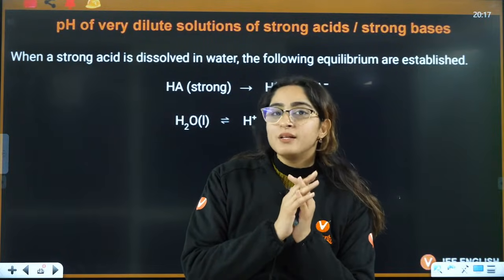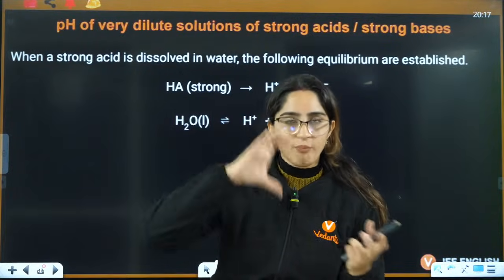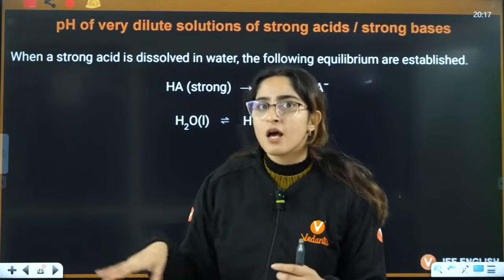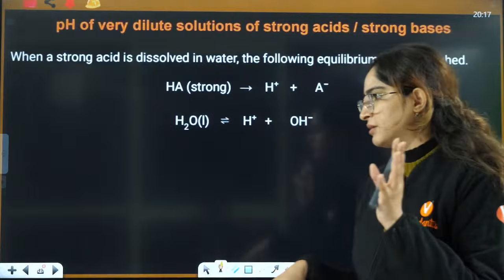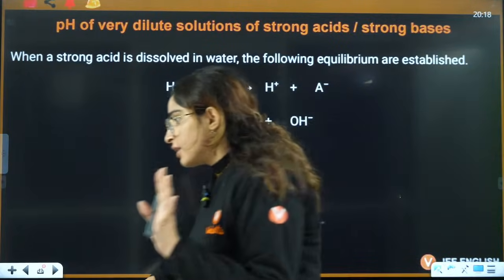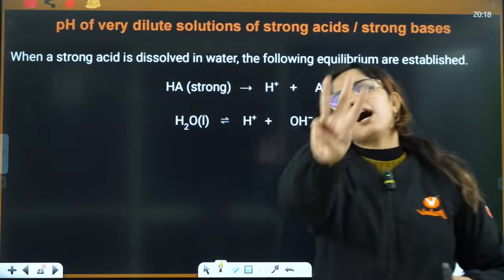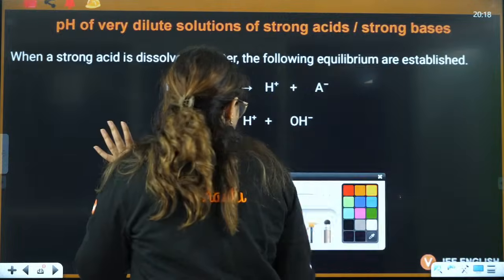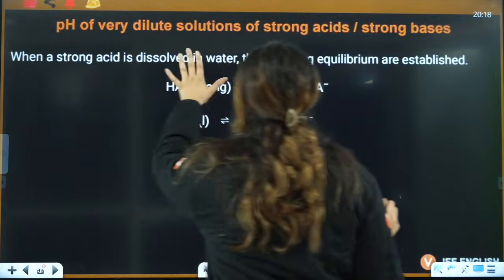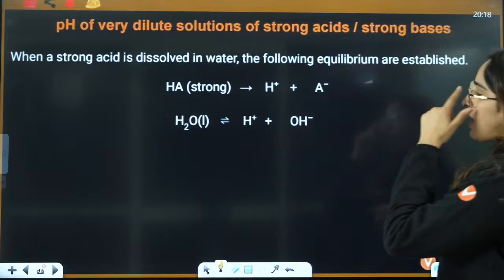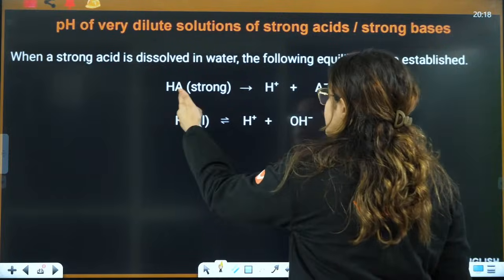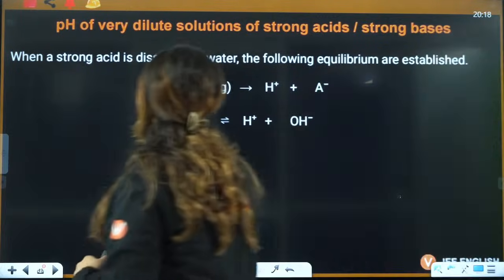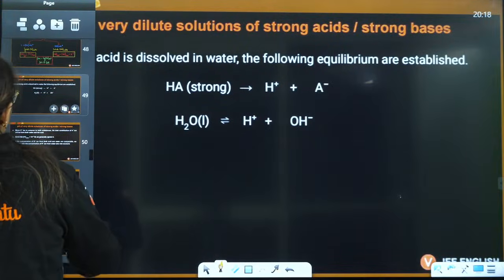That is very simple. But yes, the combination of one strong acid and one weak acid, that again is calculative. But these three combinations are very simple and very much asked, right? Okay. So last three, I promise. See, when strong acid is dissolved in water, the following equilibria are established. This is strong acid and this is water, which is giving you H positive and OH negative. Acha, this is the very dilute solution, na?